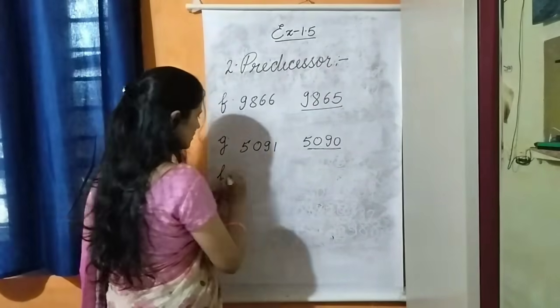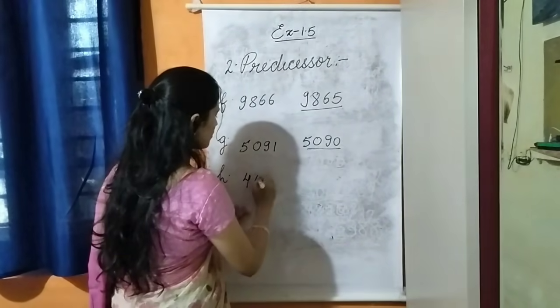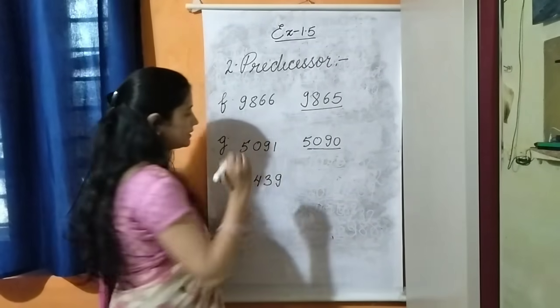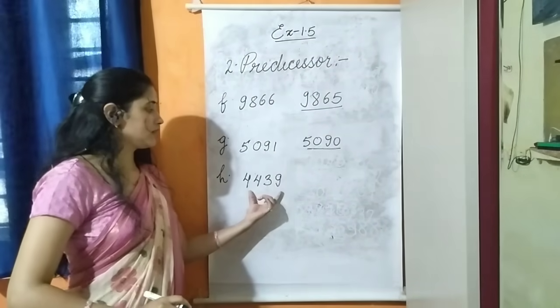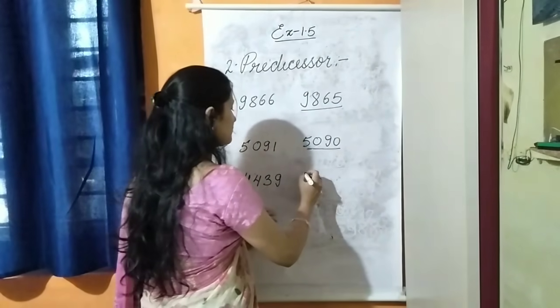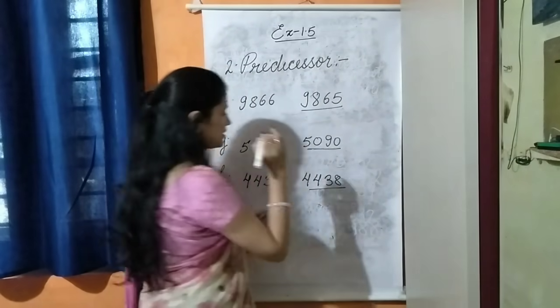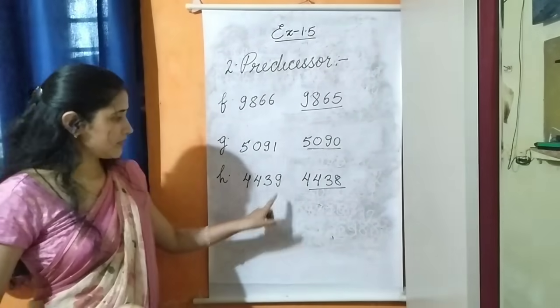Okay. Now H is 4439. Okay. The predecessor of 4439 will be 4438. Okay. 9 minus 1, 8.